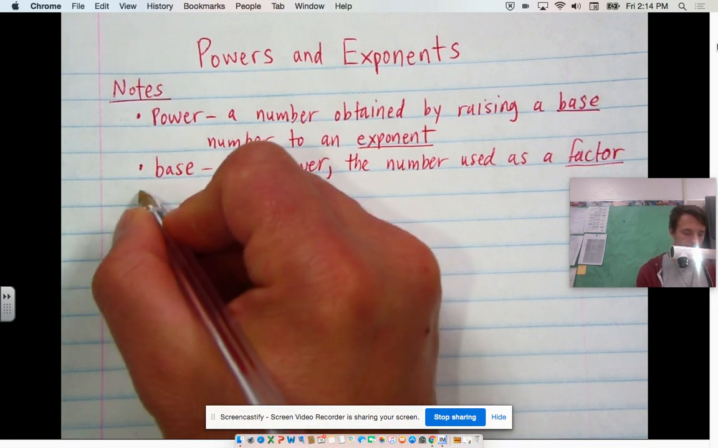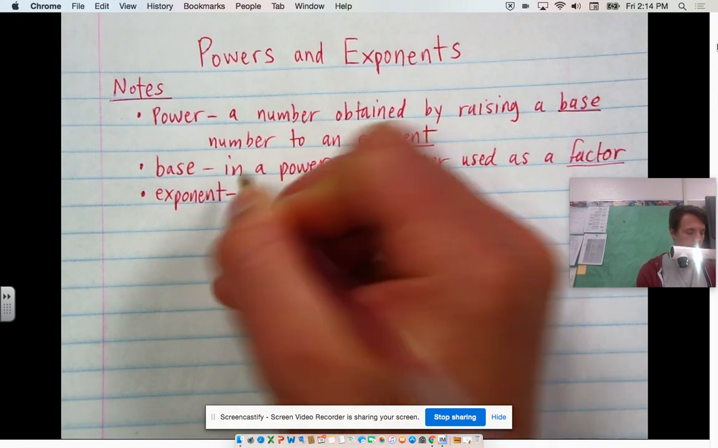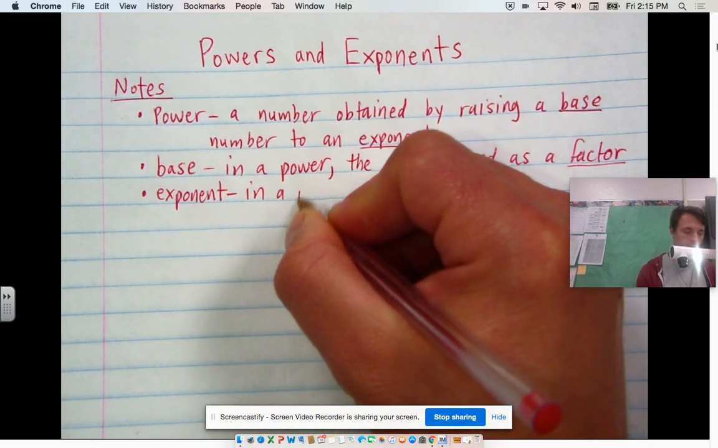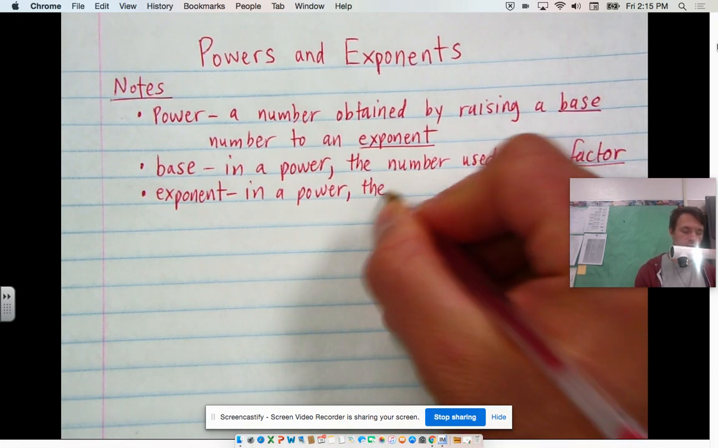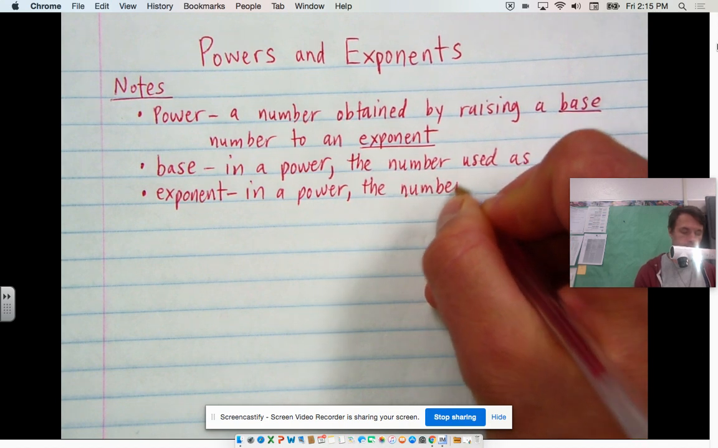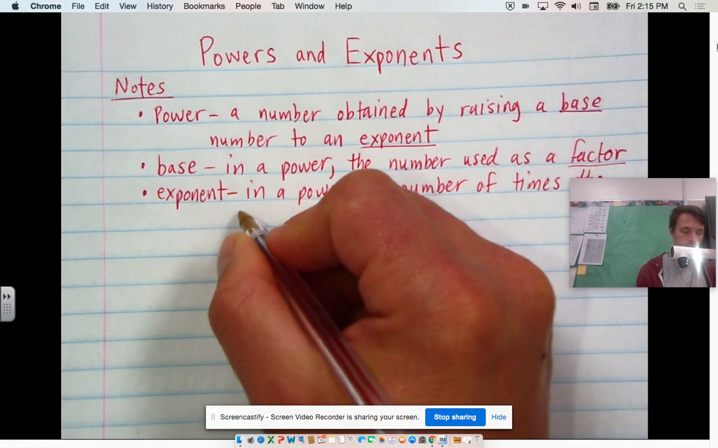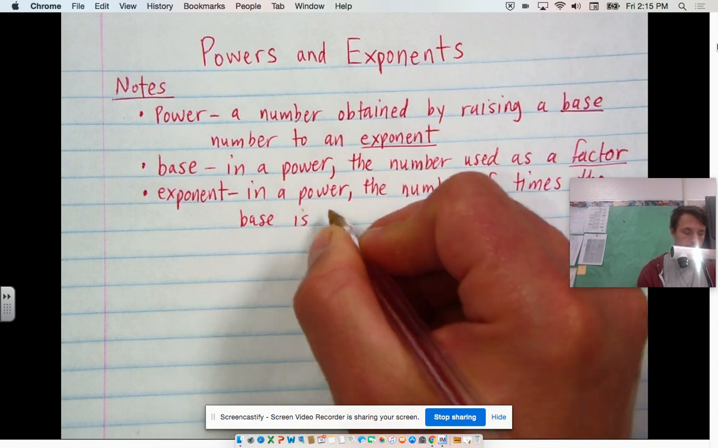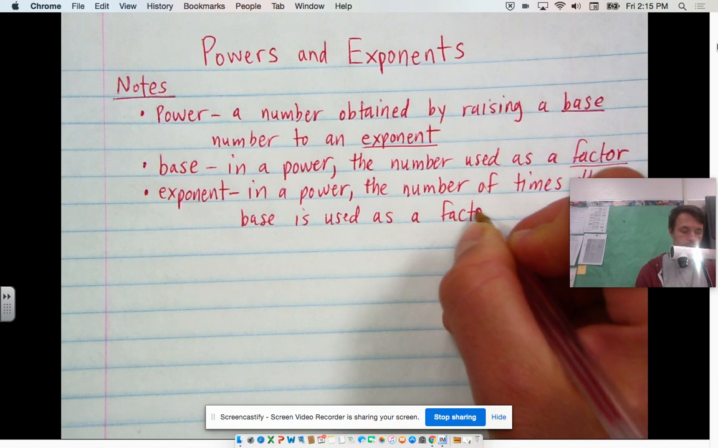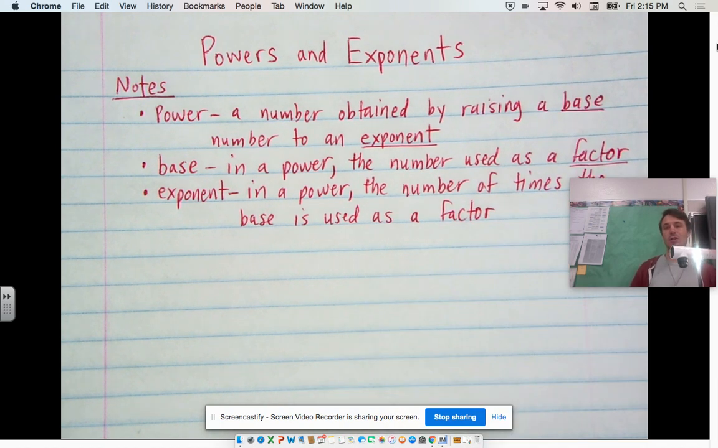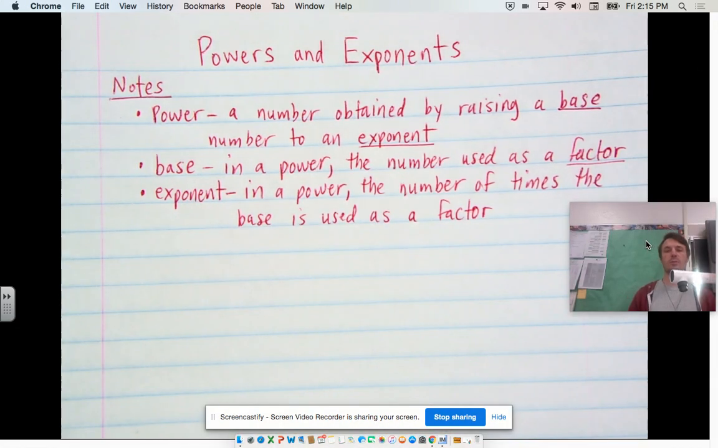Okay, next, exponent. An exponent is, in a power, the number of times the base is used as a factor. Now, you're probably looking at those definitions and you're probably not exactly sure what they mean, but I think it'll make more sense after we do some examples together.